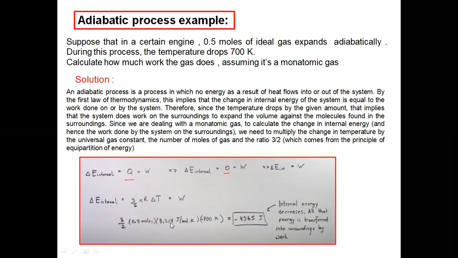إذا بنعوض القيم وتساوي minus 4365 جول. إذا دلتا تي تساوي 0 ناقص 700. It drops by 700. So internal energy في هاي الحالة decreases. All that energy is transferred into the surroundings by the work. Sorry.